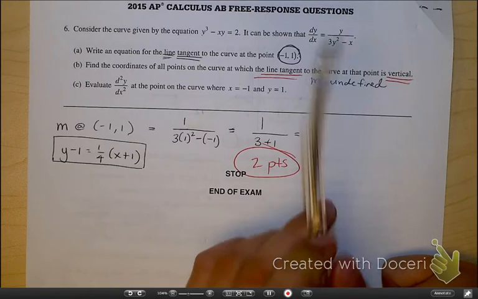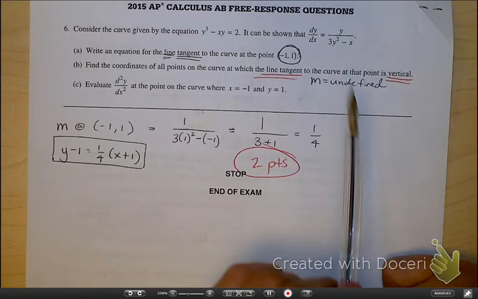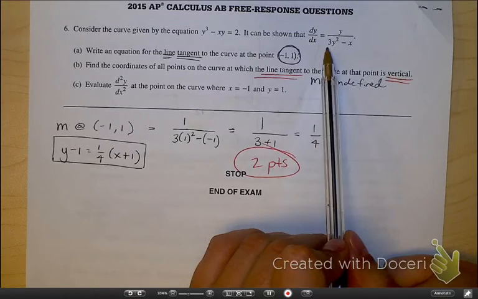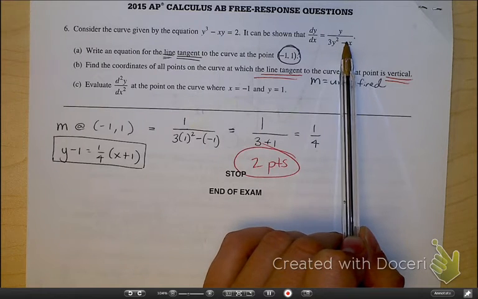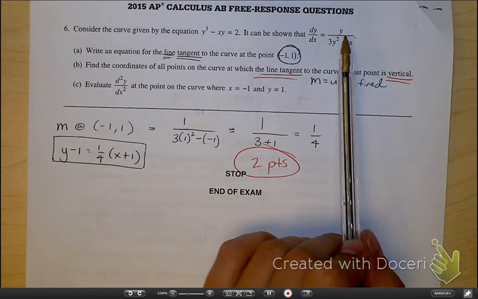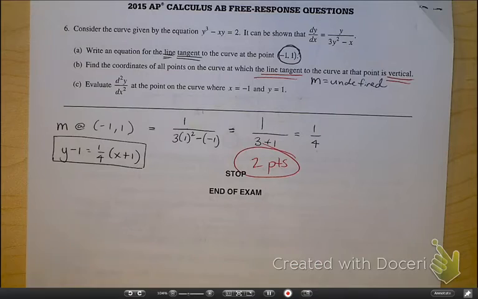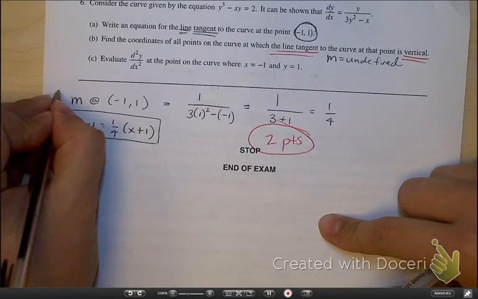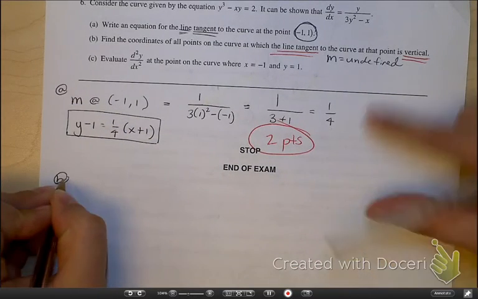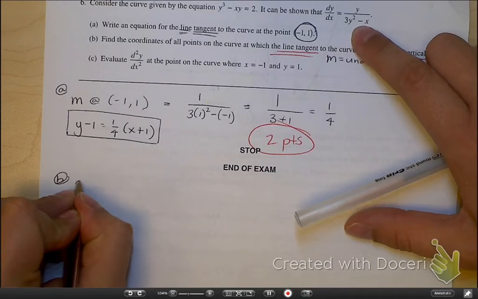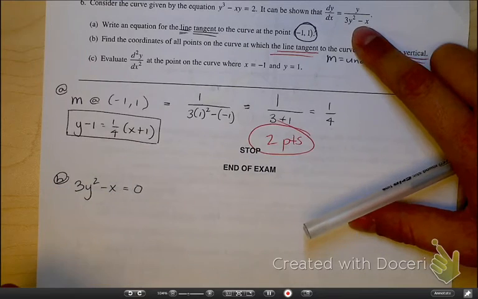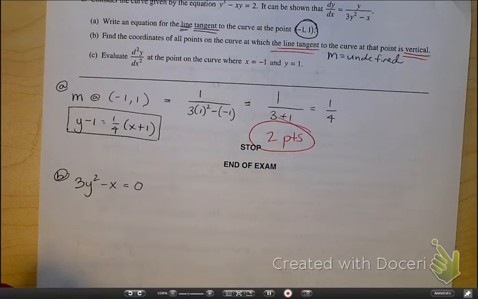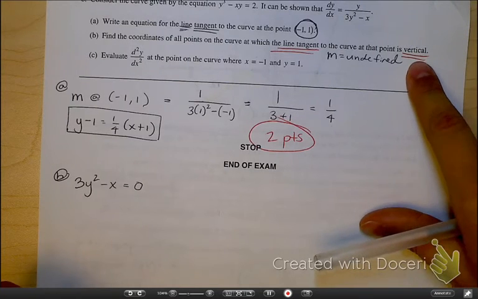All right, so this is a rational function, and a rational function will be undefined wherever the denominator is equal to 0, and it will be undefined for one of 2 reasons. Either it would have a hole, or it would have a vertical asymptote, and one of those things will make it undefined. So for part B, I'm looking for where the denominator of this fraction, 3y squared minus x, equals 0. I want to know where that's true, because that will tell me where the derivative is undefined, or in other words, where the slope of the tangent line is undefined, which means it would be a vertical line.